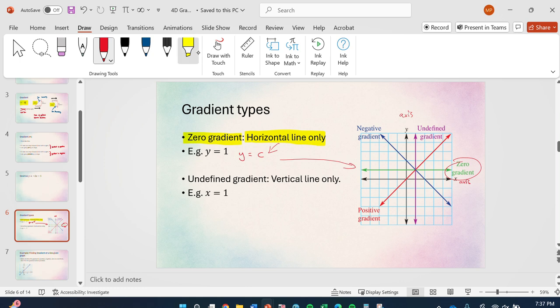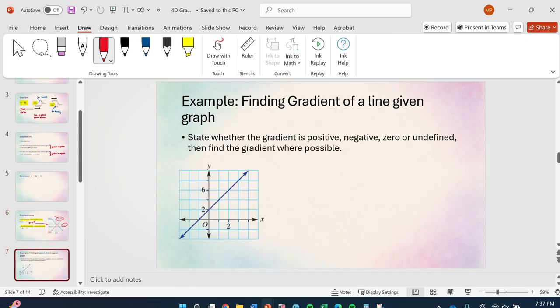Now, an undefined gradient is for vertical lines only. So that's my purple one right here. My purple line, it's a vertical line. It just shoots straight up. We don't have a gradient for that. It doesn't exist, so we just call it undefined. So that's what you need to do, okay?